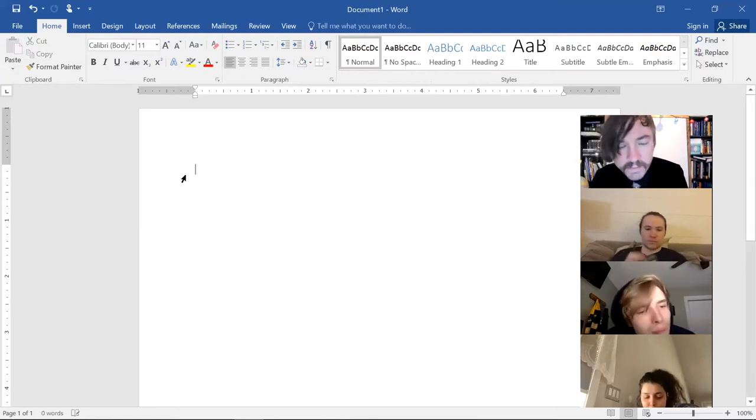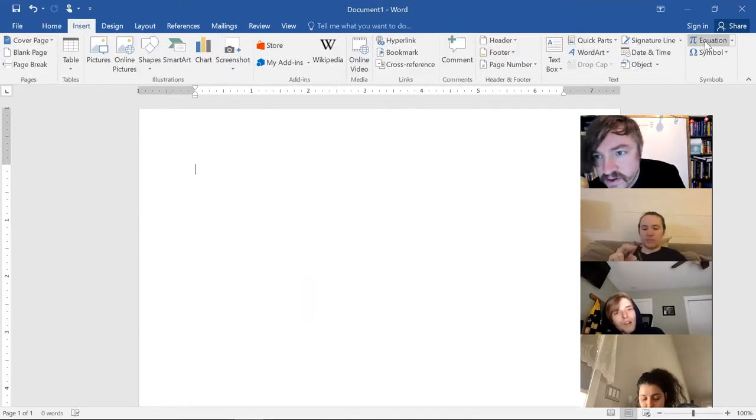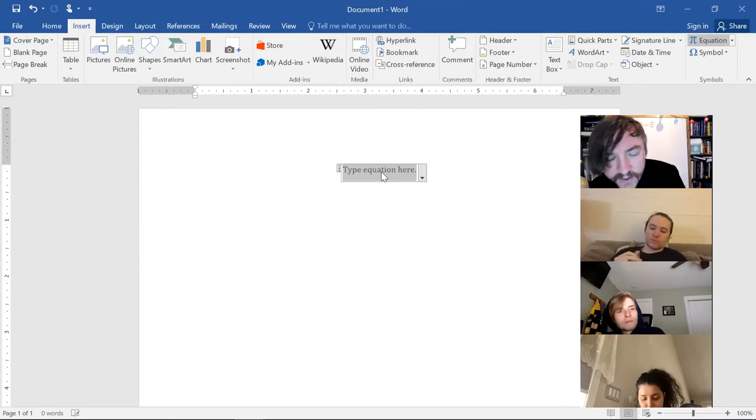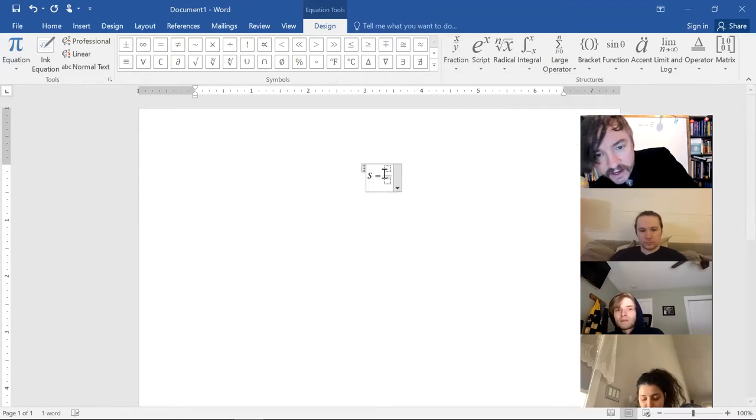If you insist on typing, you need to know how to use an equation editor. You have to go to Insert, Equation. And if you were doing the small angle formula, S equals... And then you can put in a fraction bar. You can put in other stuff. You can put Greek letters in there.